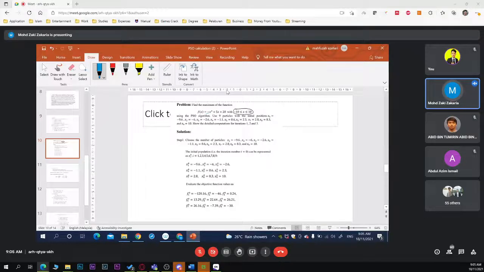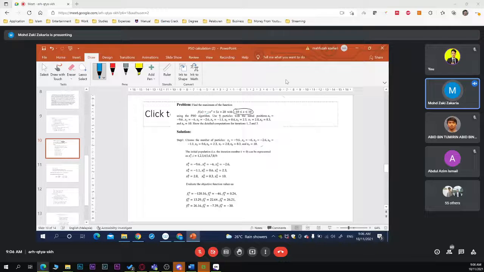Then here we have 9 particles, and each particle has a position. For the first iteration, the position we put by random, and then for the next iteration we cannot put random. We need to follow the global best value after this. We have the calculation later, I show you. The initial population for t equal to 0 can be represented as x0. 0 means the initial iteration.